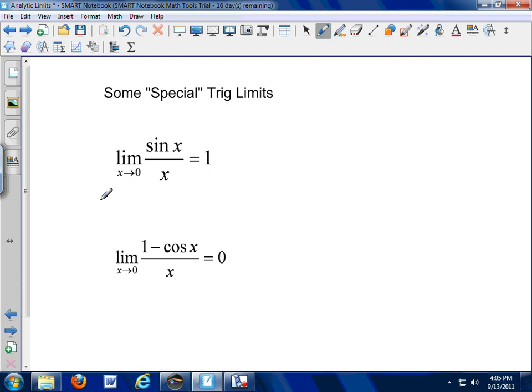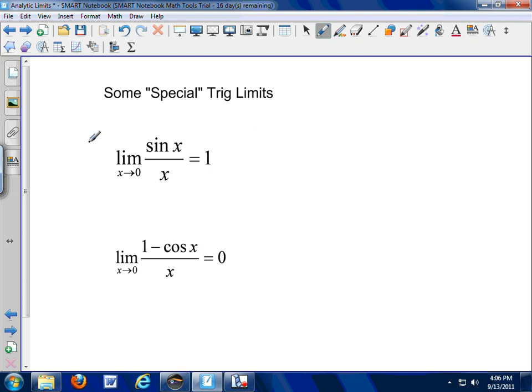For right now, you're going to have to take my word for it. The limit as x approaches 0 of (1 minus the cosine of x) over x equals 0. Checking sine of x over x: sine of 0 is 0, so it's 0 over 0. In this case, we're going to say it's 1. And then the other way, 1 minus the cosine of 0, which is 1. 1 minus 1 is 0, over 0. Okay, in this case, it's 0.